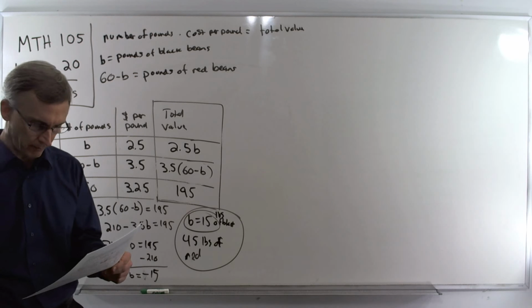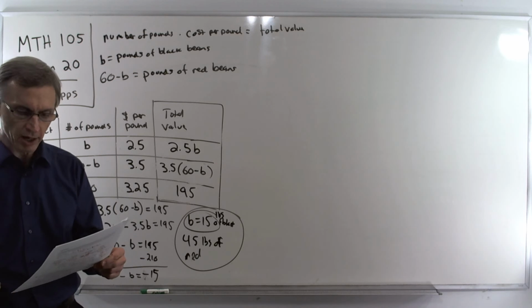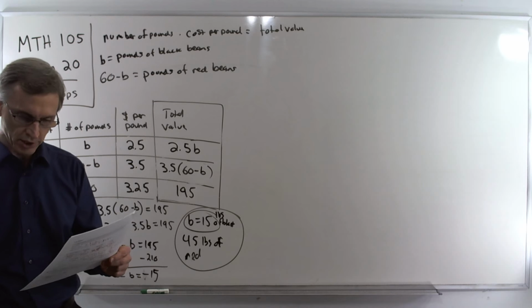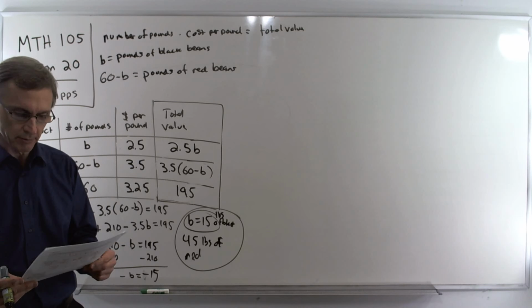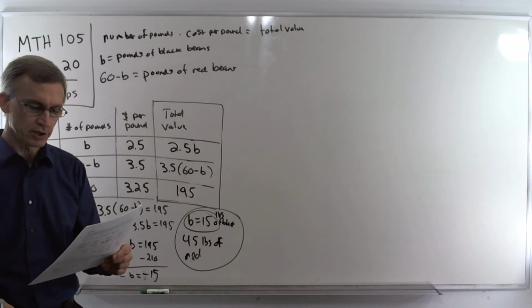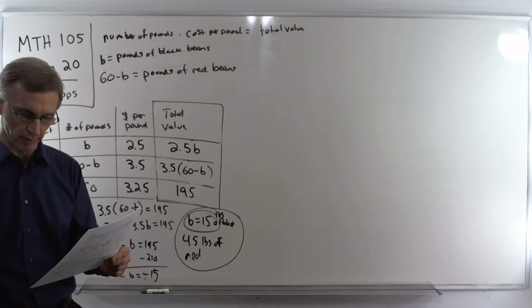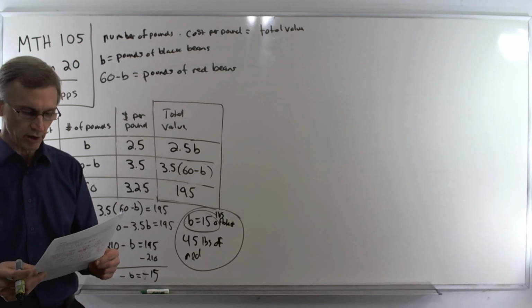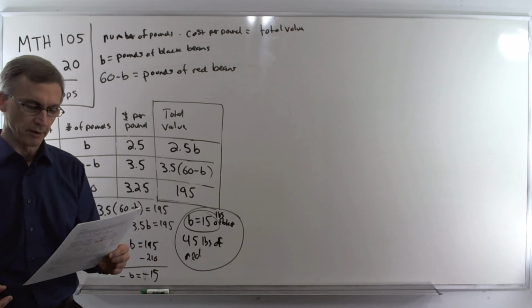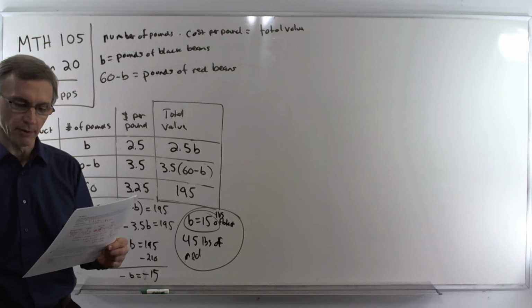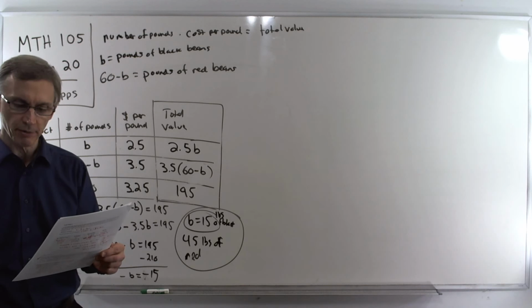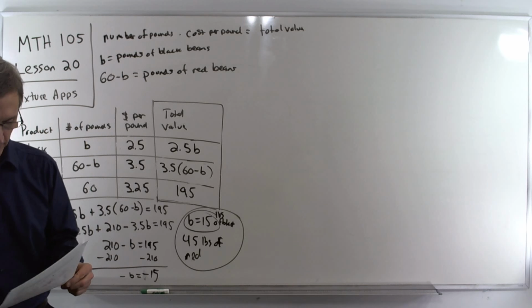Your turn number 3. Heather's putting in a rock border around her garden, and she's going to use a combination of polished and unpolished rocks. She needs 260 pounds of rock, and she can spend $2 per pound. The unpolished rock costs $1.60 per pound, and the polished rock costs $4.80 per pound. How much of each type of rock should she purchase?